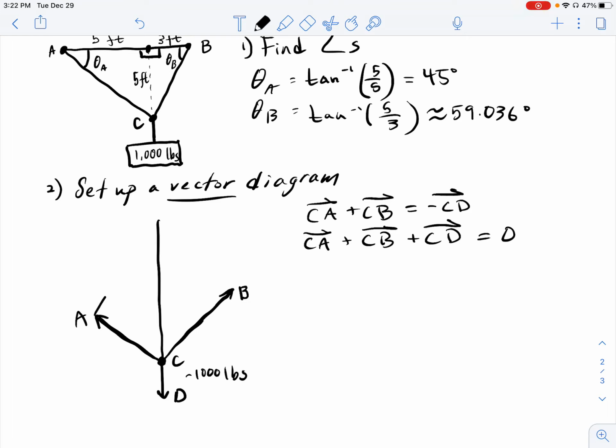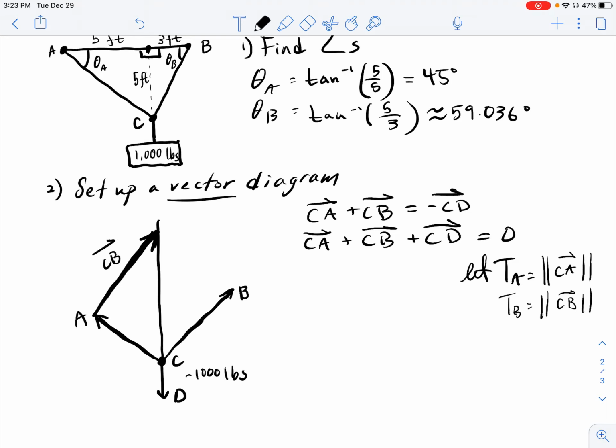Vector CB, I can then draw up here as such. This is the same vector CB. And you know what? Instead of just calling these vector CB after a while, let's actually relabel these. Let TA represent the tension of vector CA, and let TB represent the magnitude or the tension of CB, and we'll get to that in a second. But I can draw CB back up here. So this right here is vector C going to B, okay?